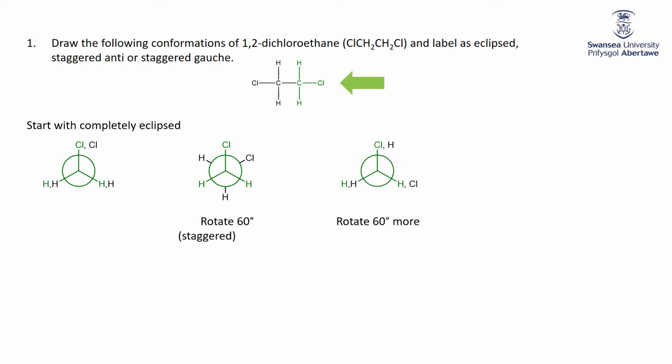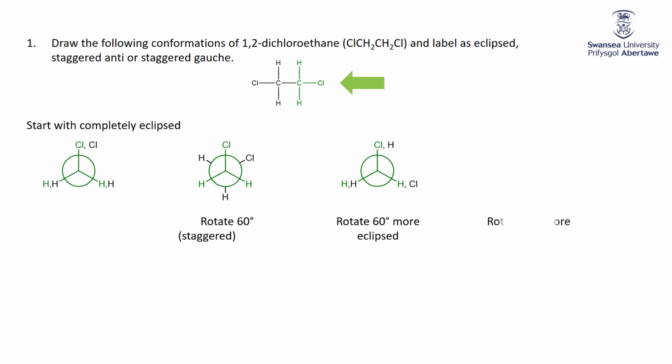Now let's rotate by another 60 degrees. And so now again, leaving the front the same, but now this chlorine at the back goes by another 60 degrees. So now it's behind this green hydrogen right there. The hydrogen here rotates by 60 degrees, so it's behind this green hydrogen. And this hydrogen rotates by 60 degrees, so it's behind the green chlorine. So obviously now we're back to an eclipsed conformation.